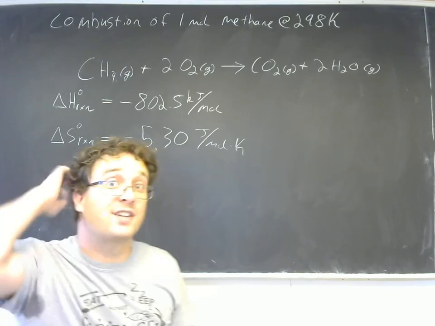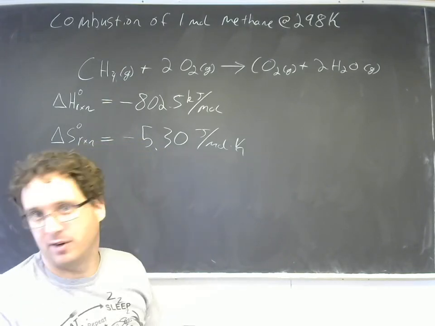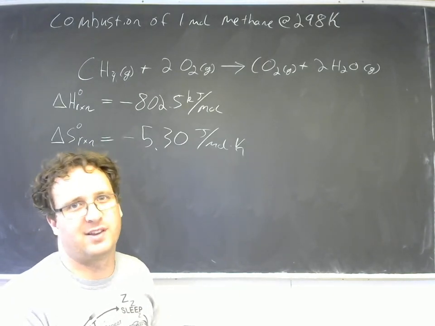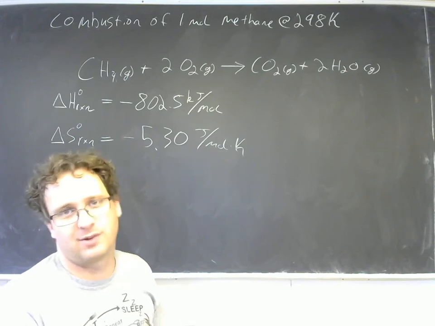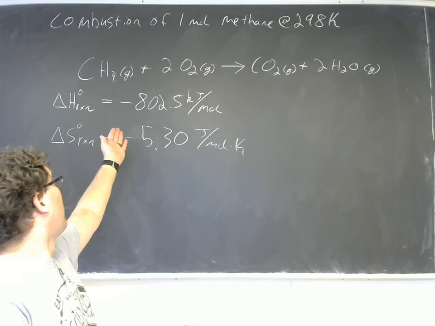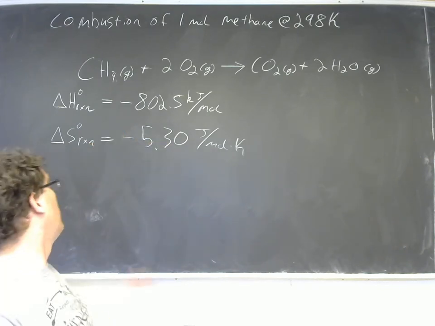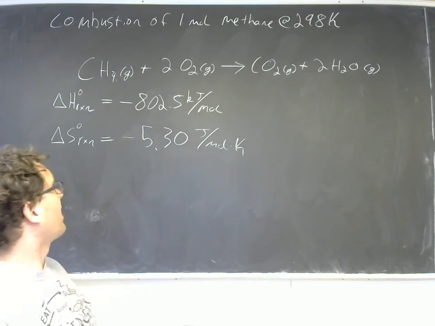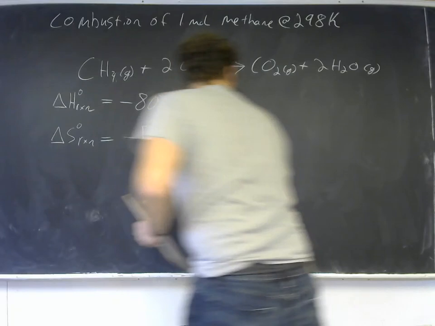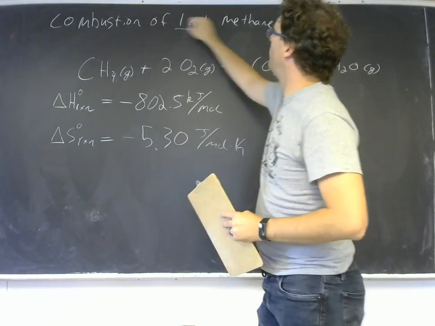Okay, I actually went and looked up the values and calculated it because I wanted to make sure it was consistent, and sometimes thermodynamic values you find on the internet are at 0 degrees Celsius instead of 25 and things like that. So these are our values. Delta H of the reaction is negative 802.5 kilojoules per mole, and delta S of the reaction is negative 5.30 joules per mole Kelvin.